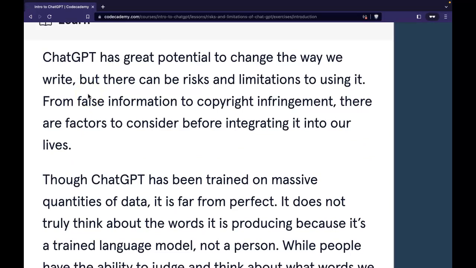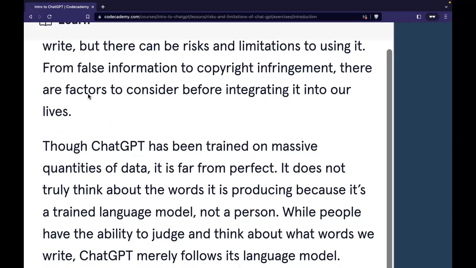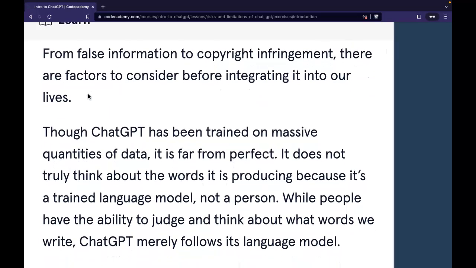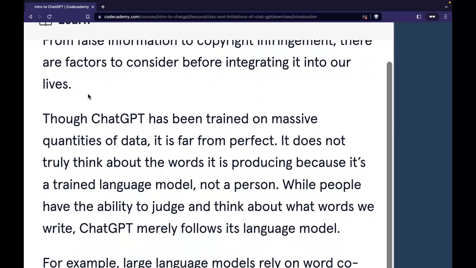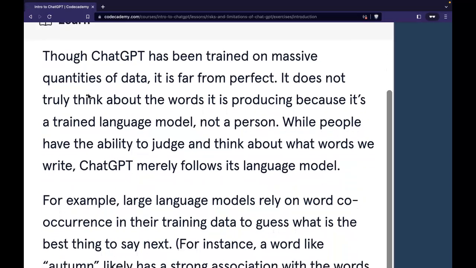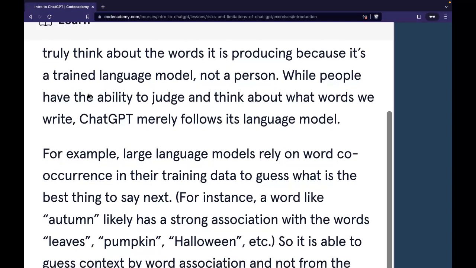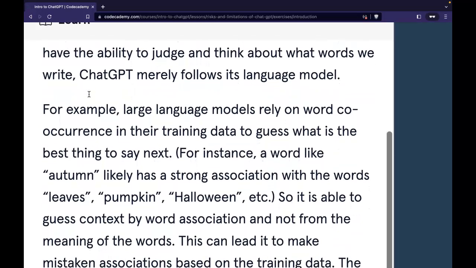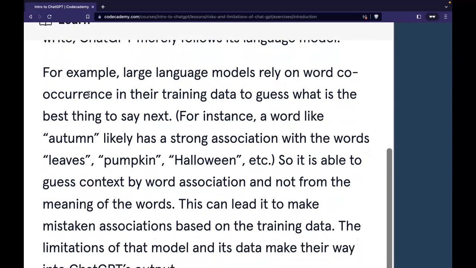ChatGPT has great potential to change the way we write, but there can be risks and limitations to using it. From false information to copyright infringement, there are factors to consider before integrating it into our lives. Though ChatGPT has been trained on massive quantities of data, it's far from perfect. It does not truly think about the words it's producing because it's a trained language model, not a person. While people have the ability to judge and think about what words we write, ChatGPT merely follows its language model.